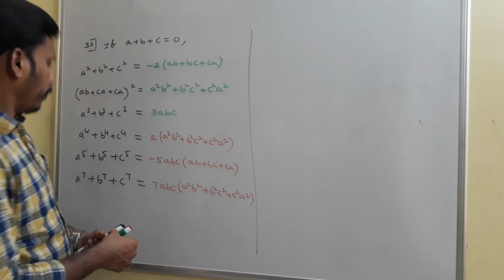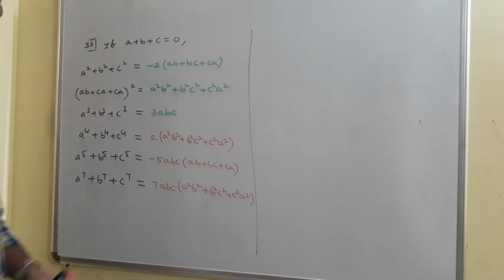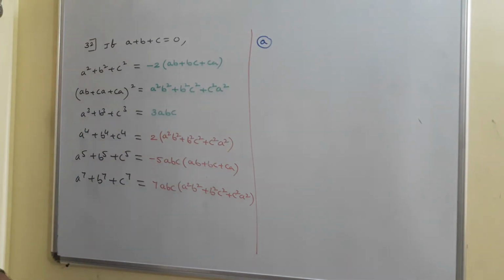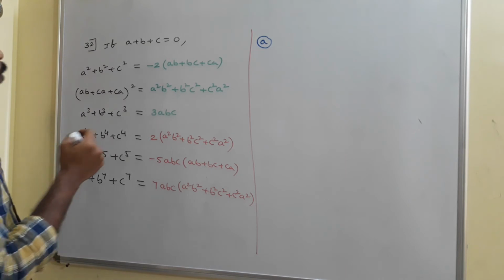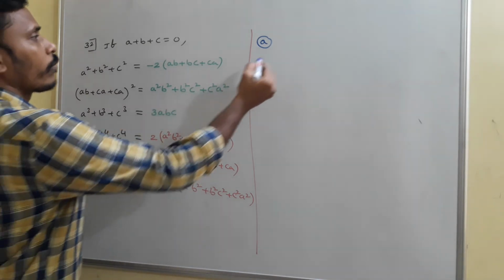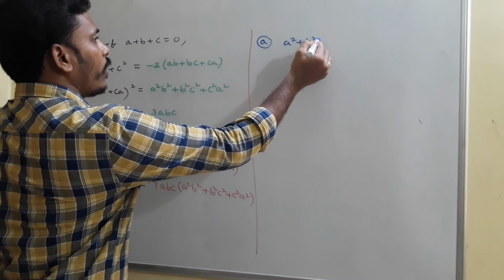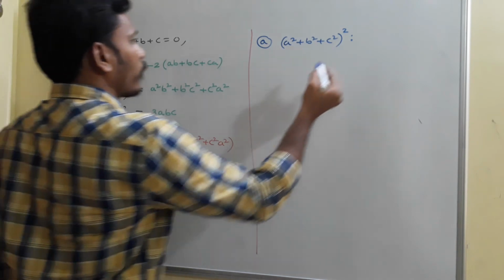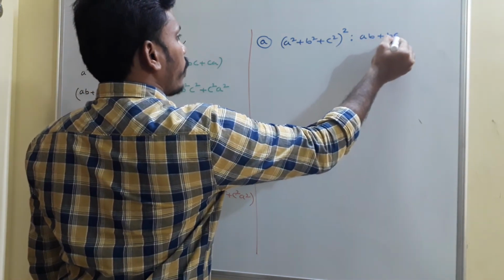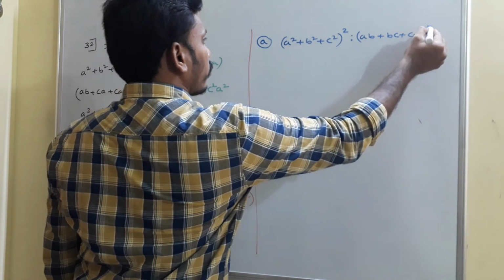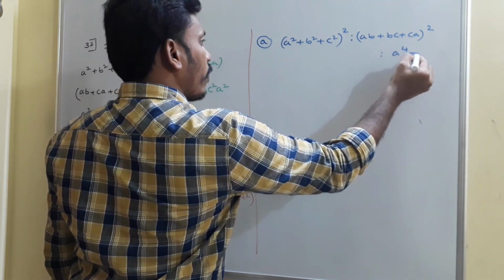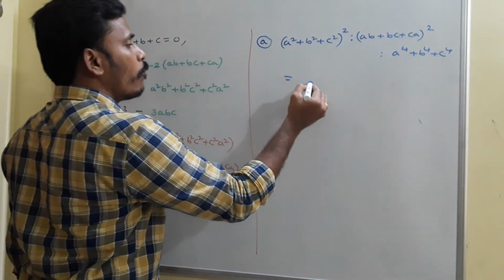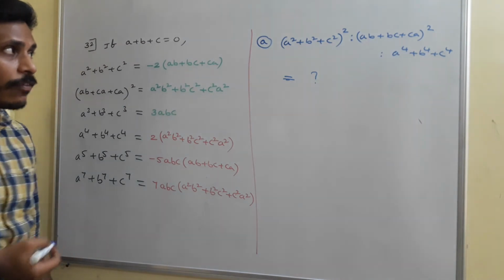See, what I have to give you is something like this. What is the ratio between (A square plus B square plus C square) whole square, to (AB plus BC plus CA) whole square, to A power 4 plus B power 4 plus C power 4? So this is equal to how much? That's the question.